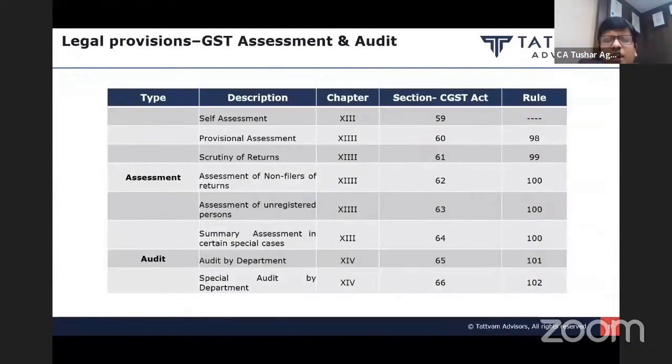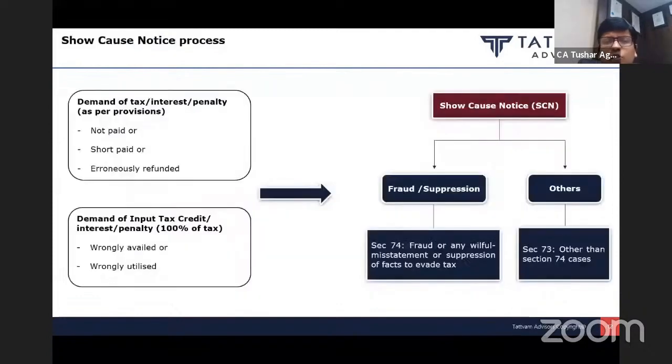Similarly, during audit, whenever department people conduct audit, if there are certain objections, they issue you an audit objection. You have to reply to them. If they find it satisfactory, okay. Otherwise, they will proceed to issue a show cause notice under section 73 and 74.